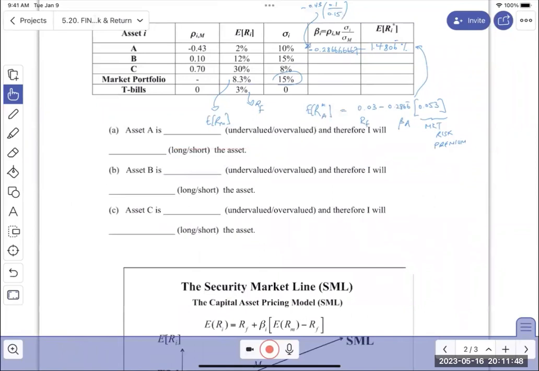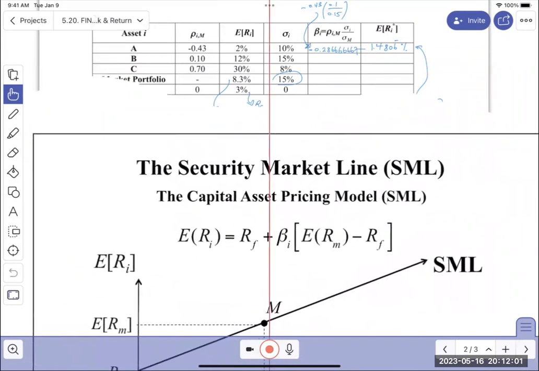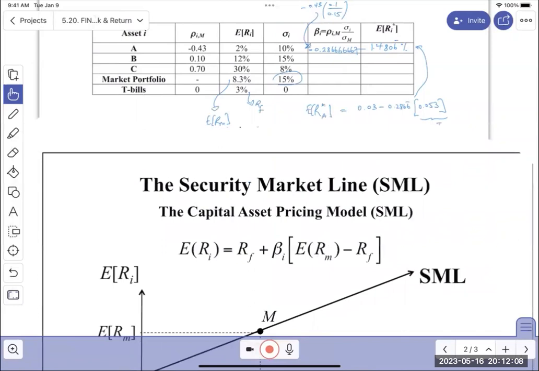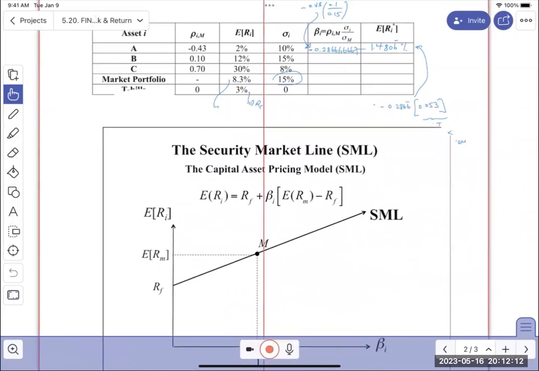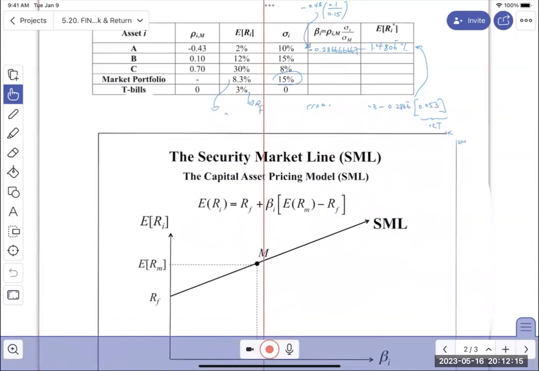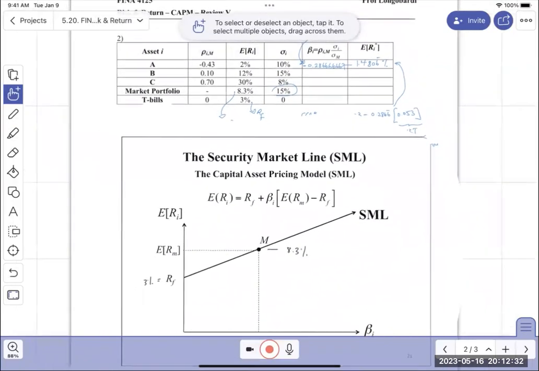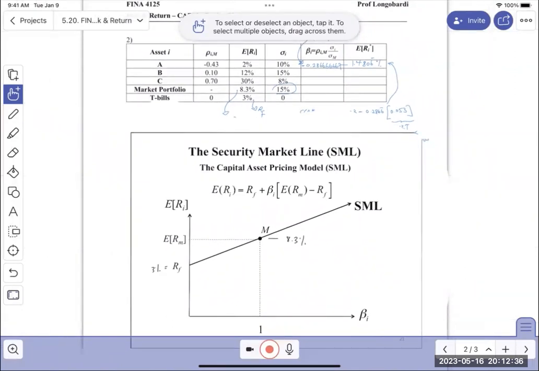Going to the line, that falls on the line where beta is negative 0.287. The expected return is 1.48. So let's put everything we can on this chart here. So RF is 3%. The market portfolio is 8.3%. The beta is negative, so that's going to be over here.